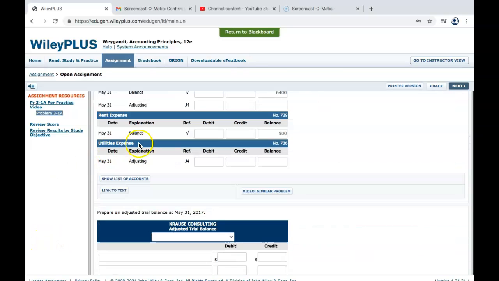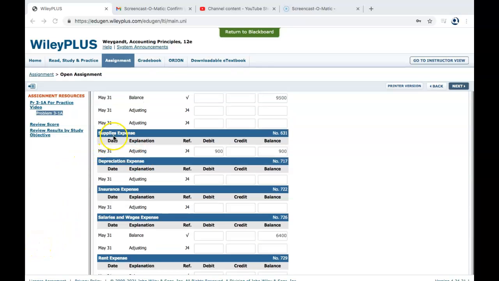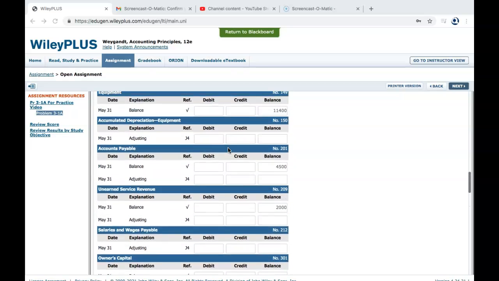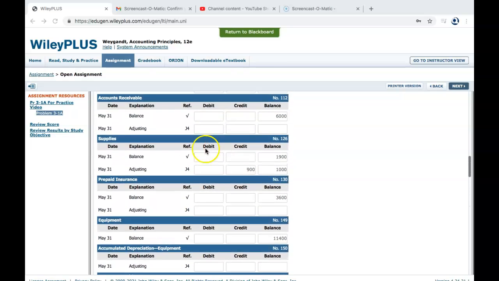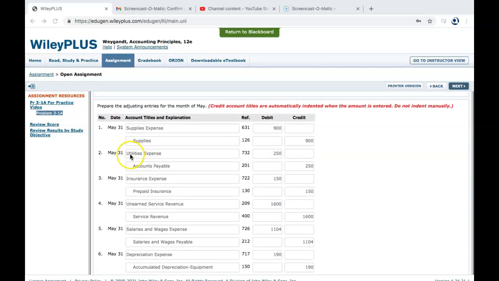We have two sides to every entry, supplies, and we're going to decrease our supplies inventory. Let's take a quick look here. Okay, so the supplies expense, we've increased the expense with a $900 amount, and we've also increased the balance. And then let's go up above here. We adjusted the supplies inventory with an adjusting entry of 900, which reduces the amount of supplies that we have on hand.